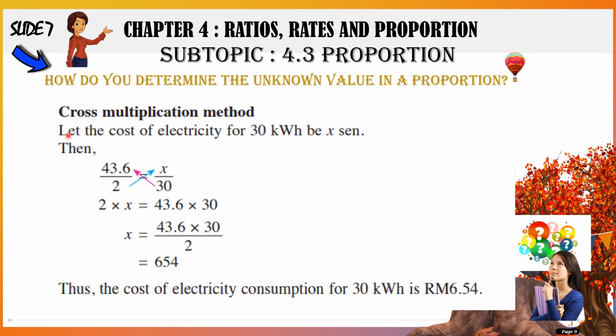Next, we go to method 3, the cross multiplication method. Let the cost of electricity for 30 kilowatt hour be X cents. Then 43.6 over 2 equals X over 30. So you can do cross multiplication like this. 2 times X equals 43.6 times 30, and X becomes 43.6 times 30 over 2. So the total is 654. Thus, the cost of electricity consumption for 30 kilowatt hour is 6 ringgit 54 cents.